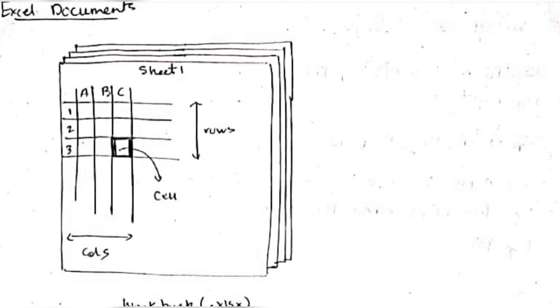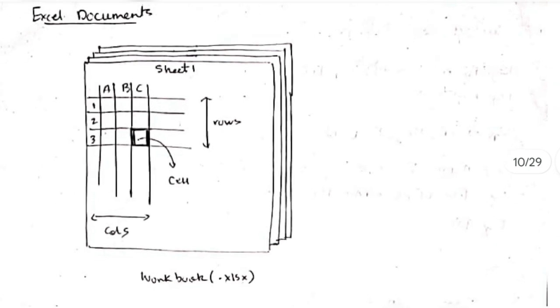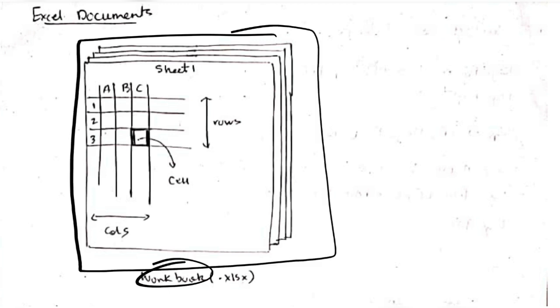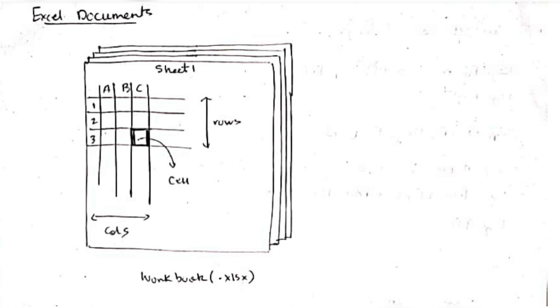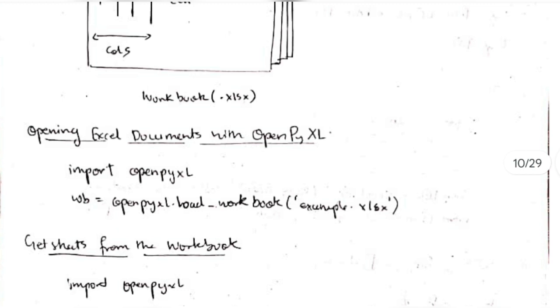And the cells are the intersection of rows and columns, and the workbook will be stored with the extension .xlsx, okay. OpenPyXL is the module name. So we will be using this module to work with the Excel spreadsheets.